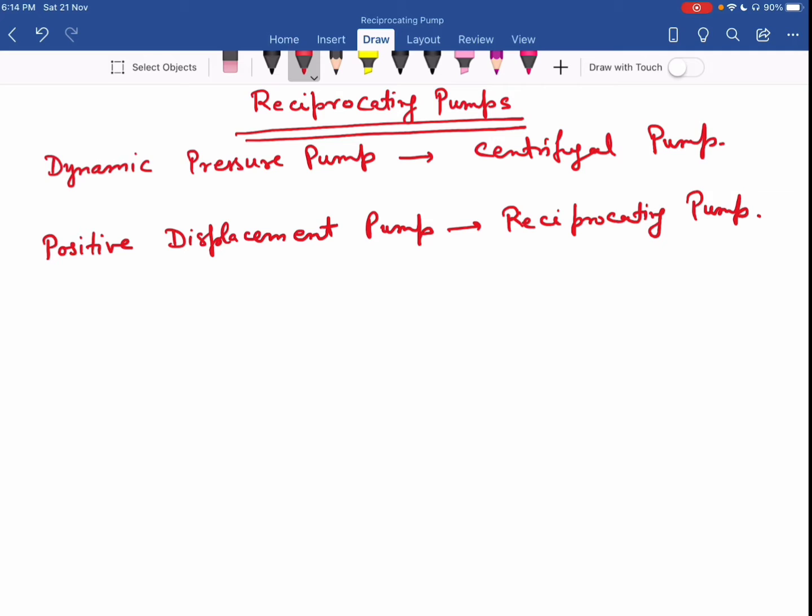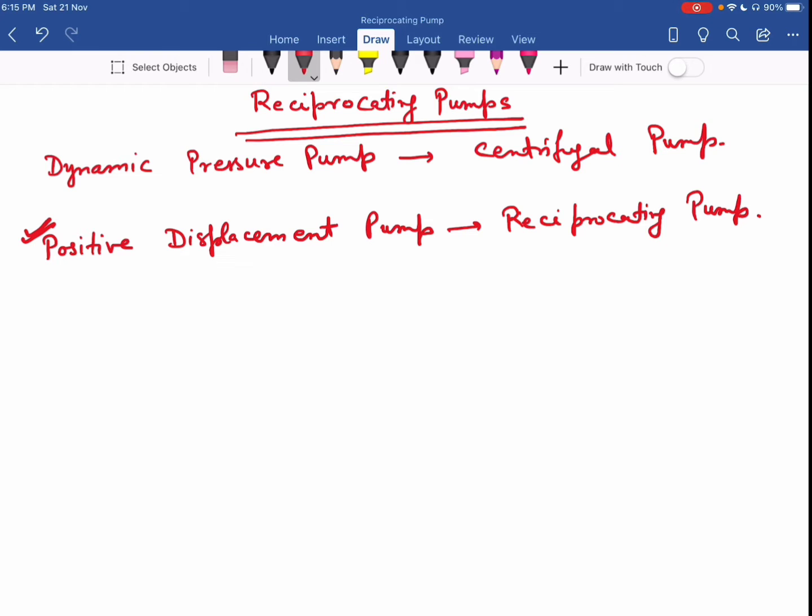The working principle of the reciprocating pump is altogether different from that of the centrifugal pump. The reciprocating pumps are also called positive displacement pumps. This is because a small quantity of liquid is taken into the chamber and is physically displaced and forced out with pressure by the moving element.